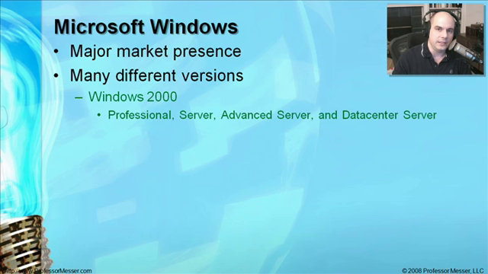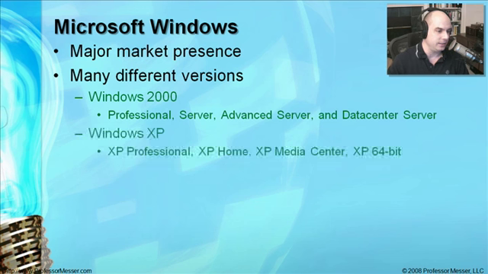Windows 2000 is the first one that we'll talk about for the CompTIA exam. There are previous versions that we'll discuss in other video modules when it comes to upgrading and installing, but Windows 2000 came in 4 different flavors. There's a Windows 2000 Professional, there's a Windows 2000 Server, an Advanced Server, and a Data Center Server.